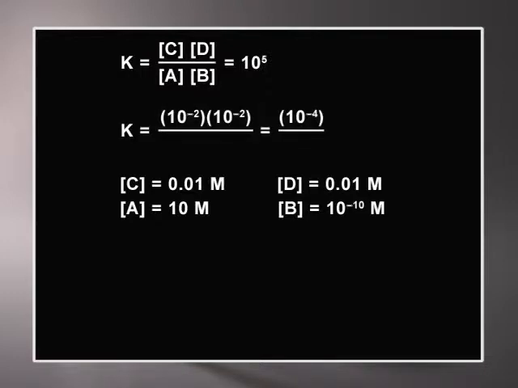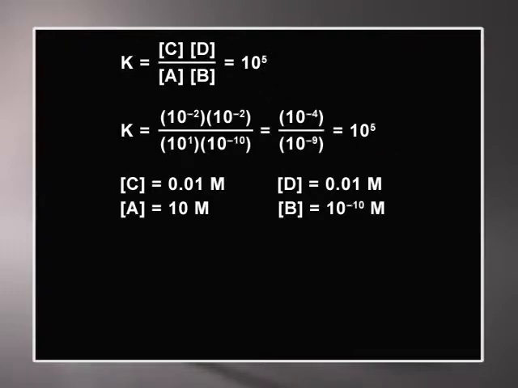Well, 10 to the minus second times 10 to the minus second is 10 to the minus 4th. 10 to the first times 10 to the minus 10th is 10 to the minus 9th. And 10 to the minus 4th divided by 10 to the minus 9th is 10 to the 5th. So these particular concentrations would satisfy K. This system would be at equilibrium. K for this reaction was a large number, 10 to the 5th. But do I actually have more products than reactants?